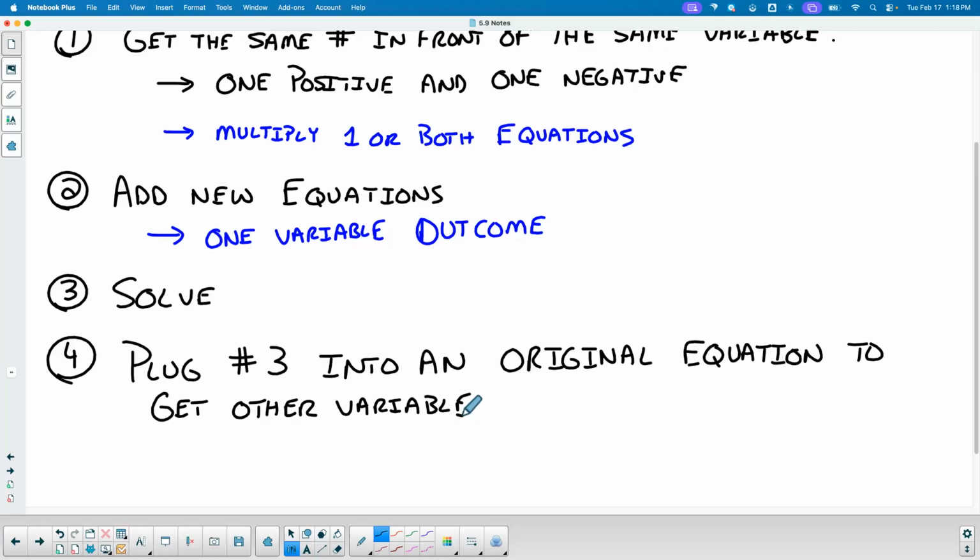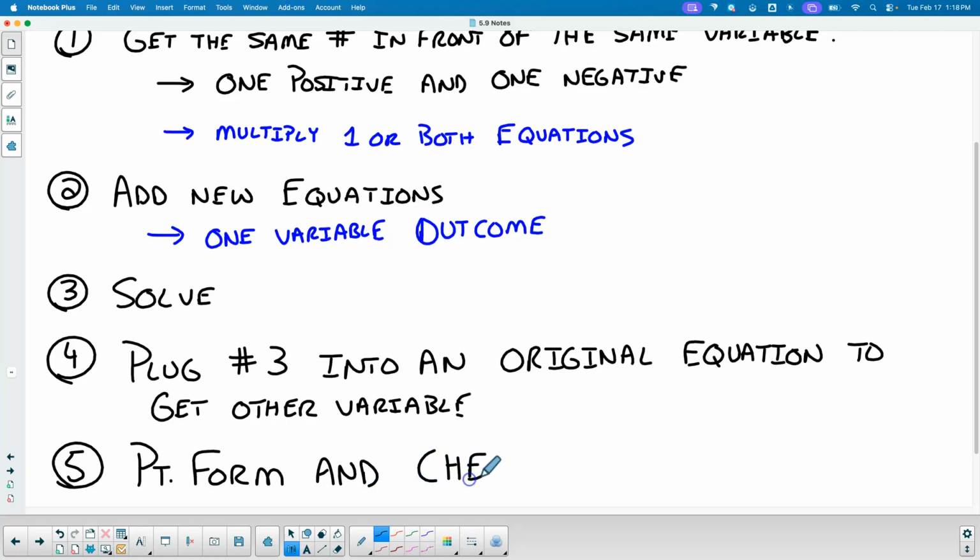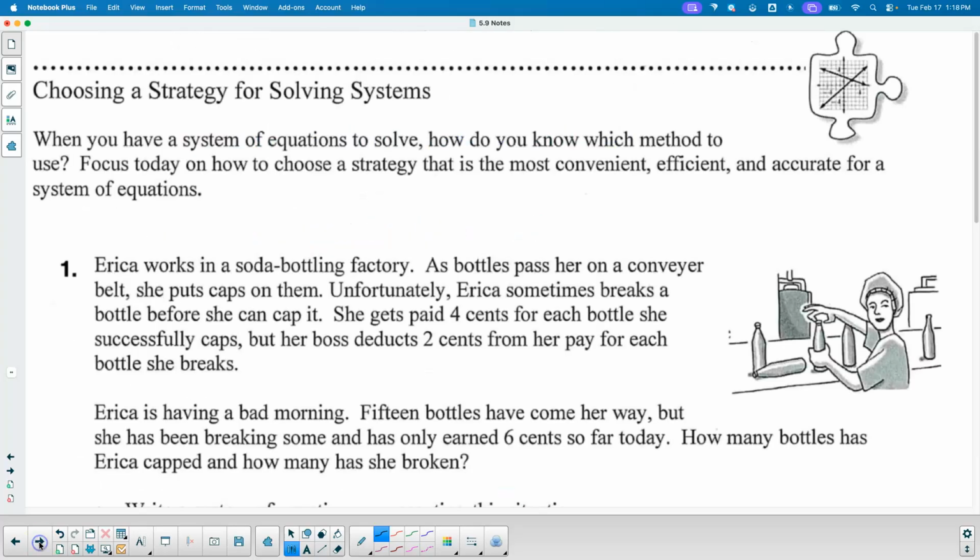Kind of like what you did in substitution. And then step number 5 is kind of a 2-for-1 step. We put it in point form and we check our work. We check our answer. The most important part of that one is you check it. So we'll refer back to that because we're going to do some more elimination today later on. But I wanted to go over those one more time.